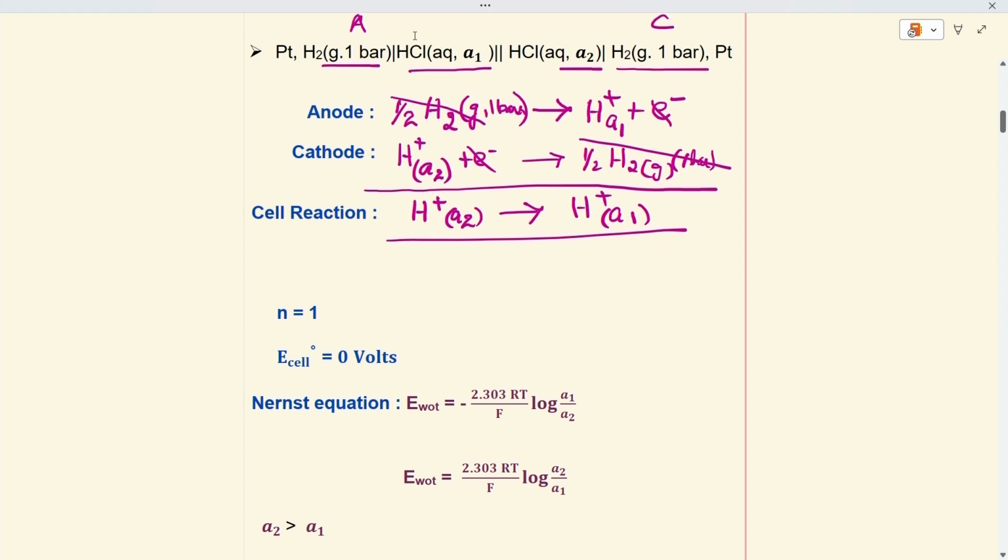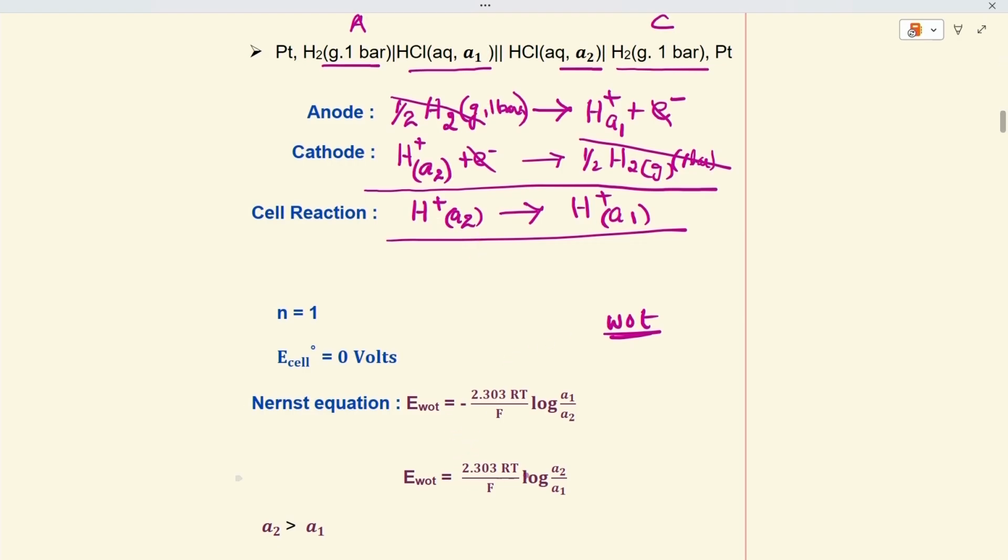E naught of cell is equal to 0. So, E_WOT, where WOT stands for without transference, is equal to minus 2.303 RT by F, where n is equal to 1, log of concentration of products, that is A1, by A2, that is reactants.